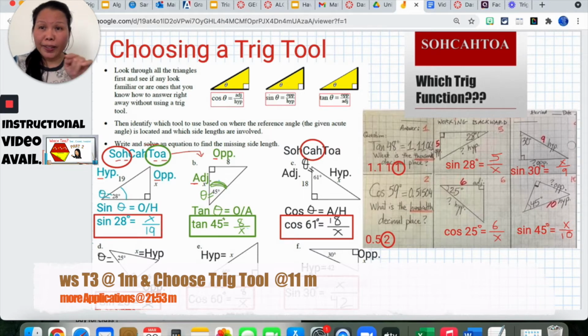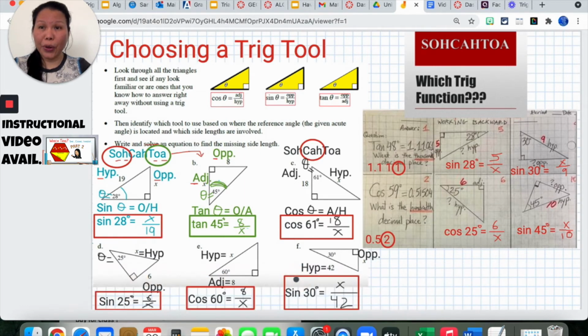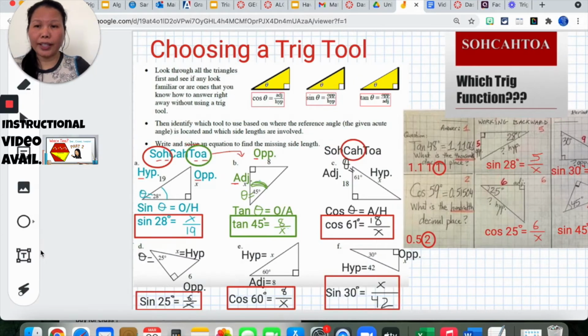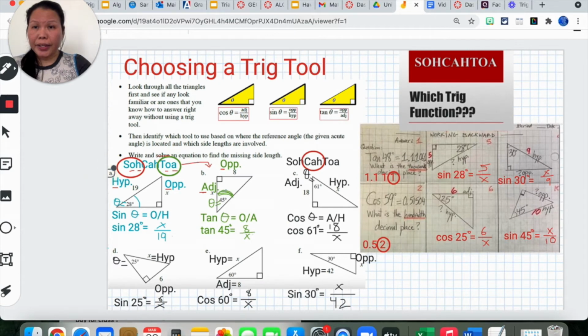Last time we boxed the equation to solve, and this time we're using the equation to show you how to solve the entire problems. Let's tick off these boxes so that we can continue in solving questions. In letter A, you are seeing the equation start with the trig tool called sine. So sine of 28 degrees equals x over 19.